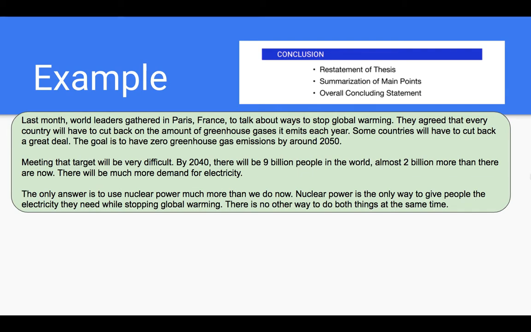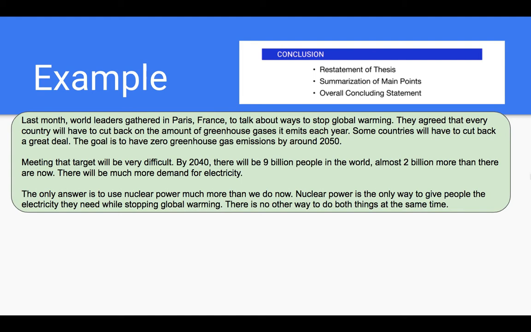By 2040, there will be 9 billion people in the world, almost 2 billion more than there are now. There will be much more demand for electricity. The only answer is to use nuclear power much more now than we do. Nuclear power is the only way to give people the electricity they need while stopping global warming. There's no way to do both things at the same time.